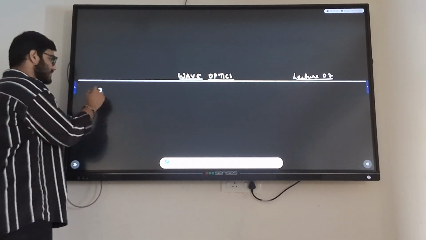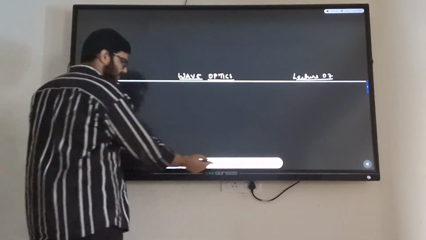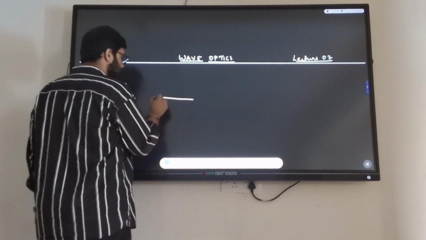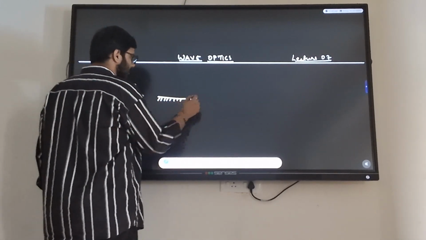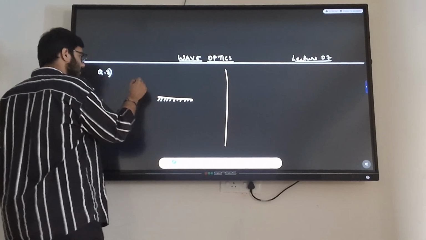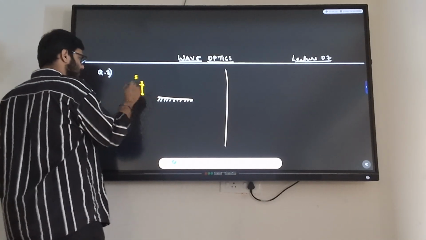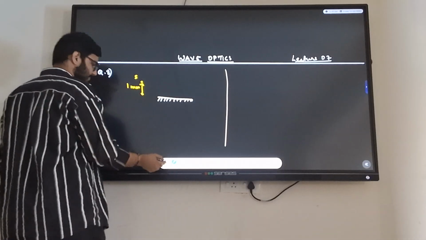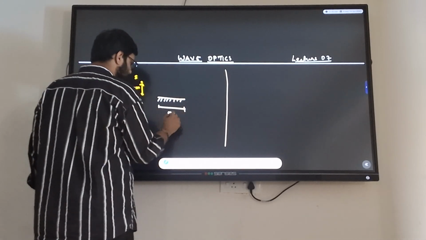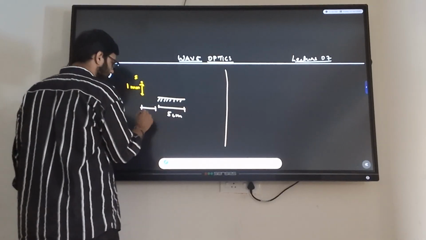So I think in question number 8, it's something like this. You have a mirror here, and then you have a screen here. There's a source here, which is at 1 millimeter from here. This distance is given to be 5 centimeter. This is given to be 5 centimeter.